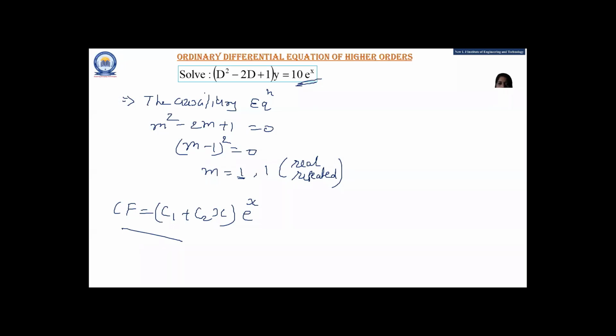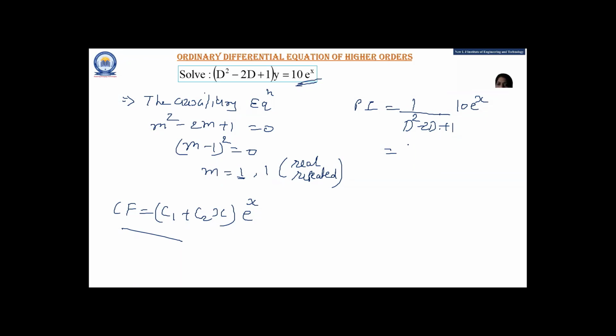Now what about PI? PI equal to 1 upon d square minus 2d plus 1, and your right hand side is 10 e raised to x. So you have to see, listen carefully, it is most important. You have to replace the multiple of x in the place of d. So what is your multiple of x? Your multiple of x is 1. So if you replace d by 1, then your denominator is 0.